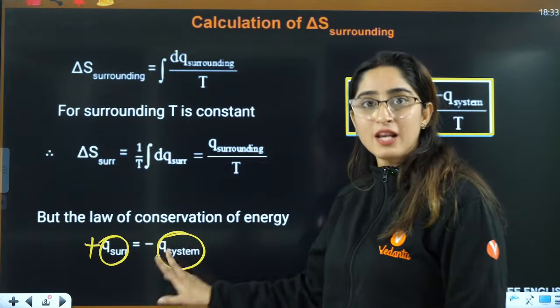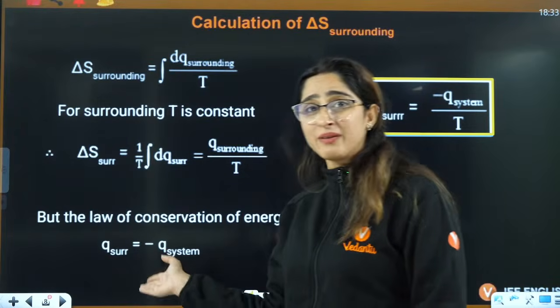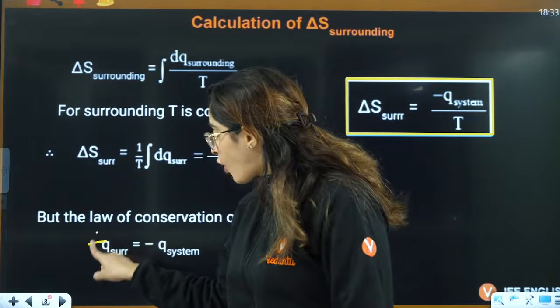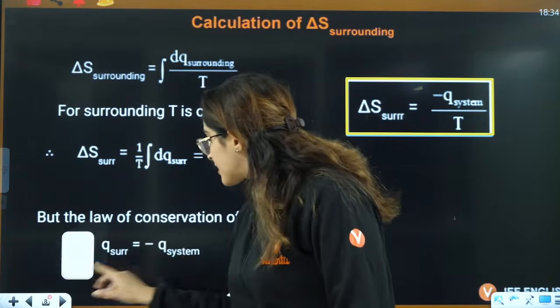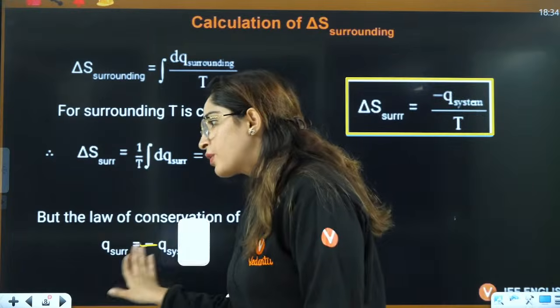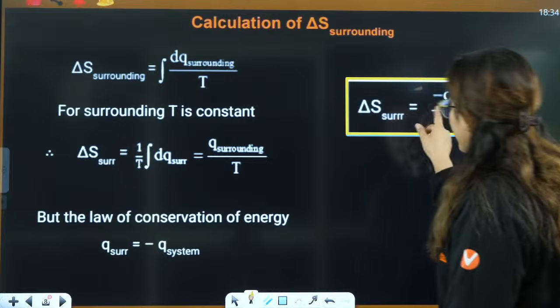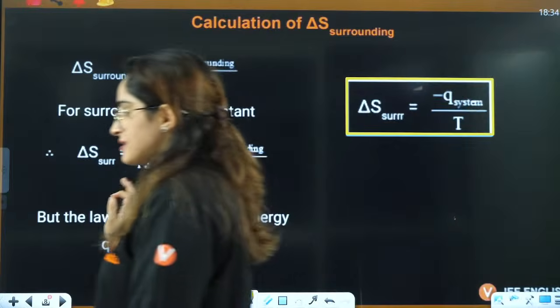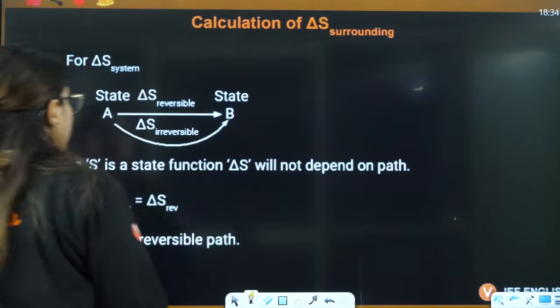But still we'll equate them. Why? Because for the system it matters, and the system is absorbing the energy, so it's positive. The surrounding is releasing the energy, giving the energy, so it's negative. Okay, understood? That's why we have put here minus Q system by T.